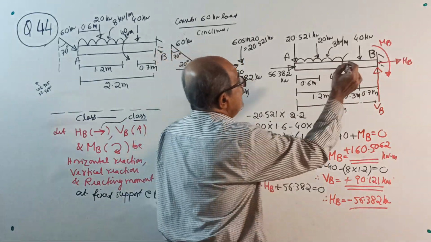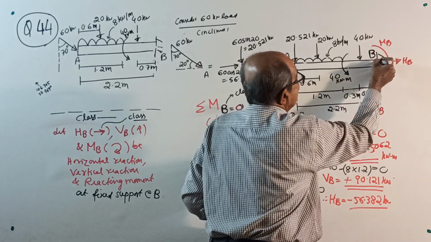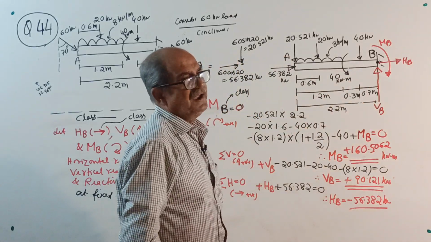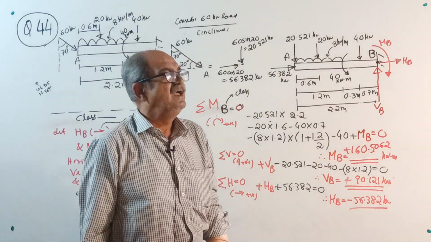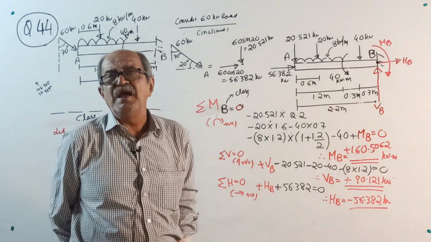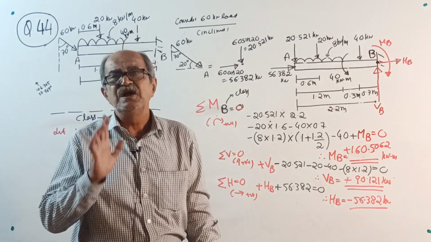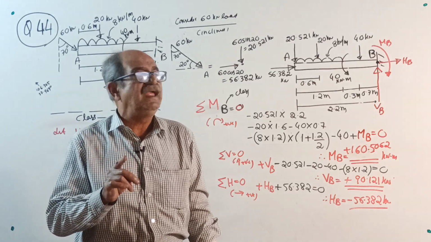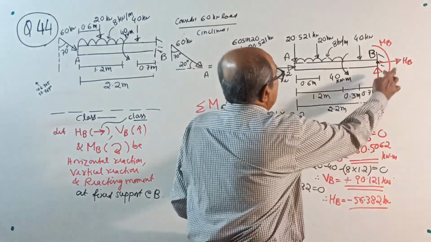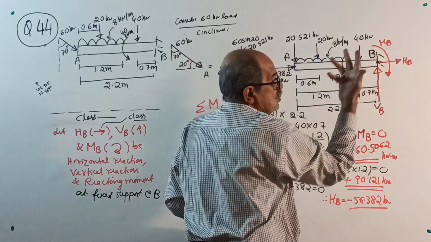First, take moment about B. I am using right hand today. Moment about B, clockwise positive. Why B? I told this many times earlier. In case of cantilever, when you apply sigma M equals 0, always consider moment about the fixed end. Don't go by heart left A and B. Fixed end. Start. Moment about B: 56.382 into 0, so don't consider it.